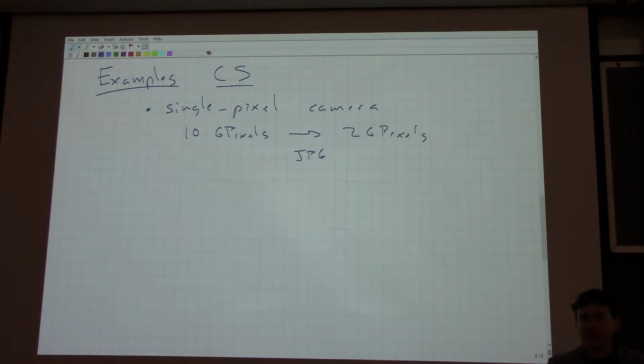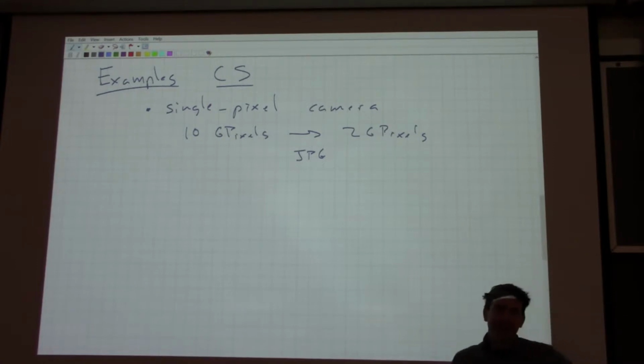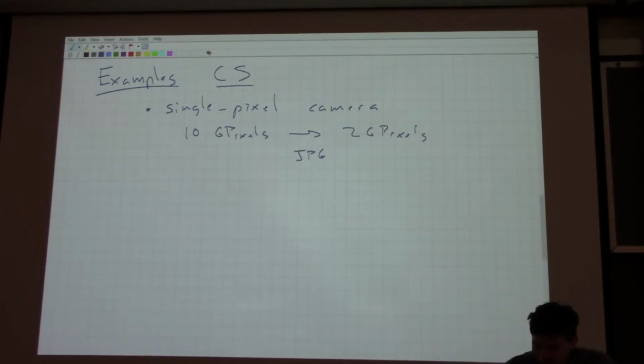That'd be a better way to use the sensors on the camera. So, okay, this is kind of the idea. This sounds very cool if you could do this. Now they don't actually do that. What they do is they set up a camera that has a single sensor.